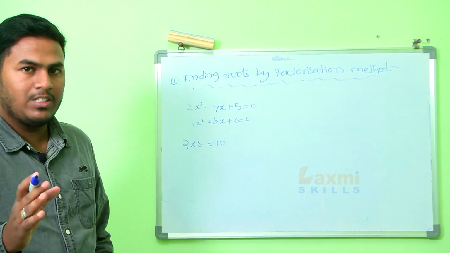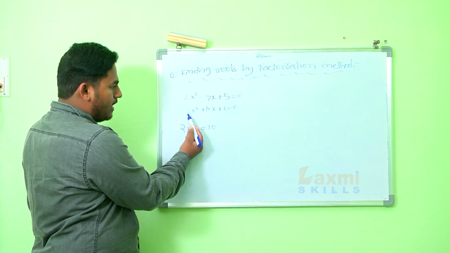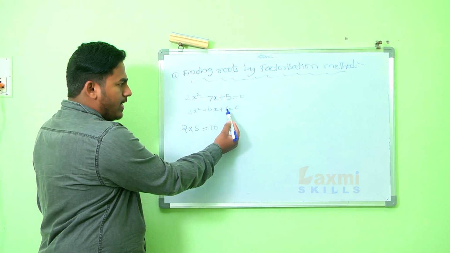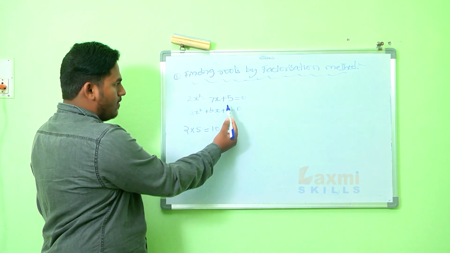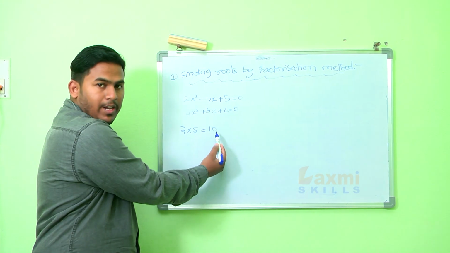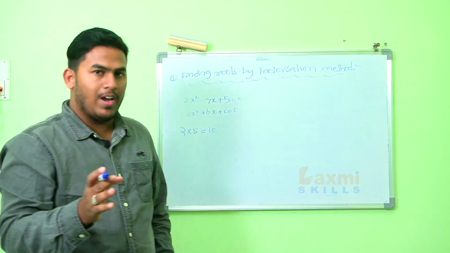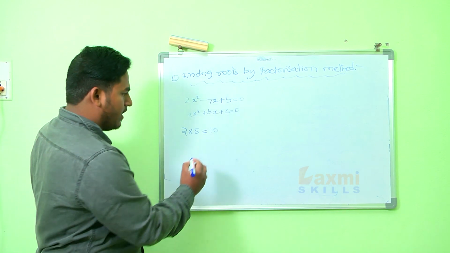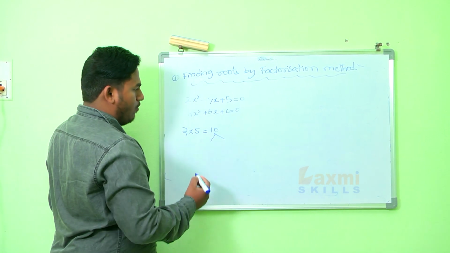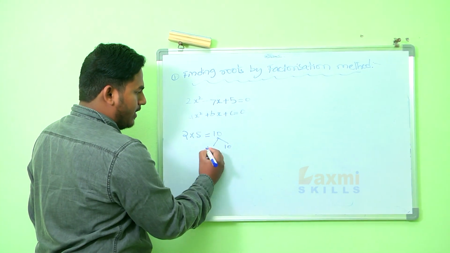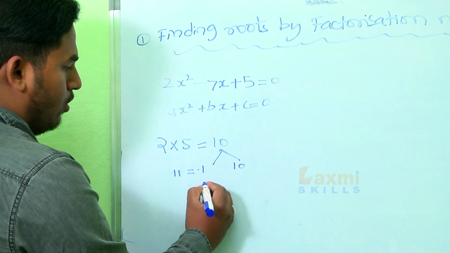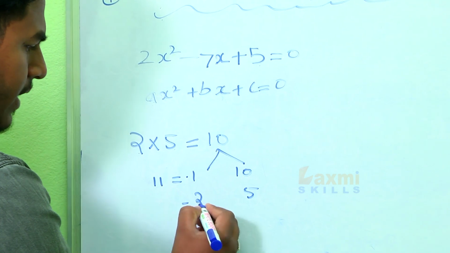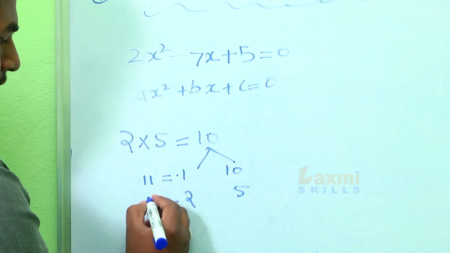So for better understanding, write the standard equation and multiply a and c here. The a value is 2 and the c value is 5. 2 times 5 is 10. After getting this value, you are going to resolve this 10 into factors. For example, 1 times 10 is 10, so add 1 plus 10, it is 11. 2 times 5 is 10, and 2 plus 5 is 7 here.